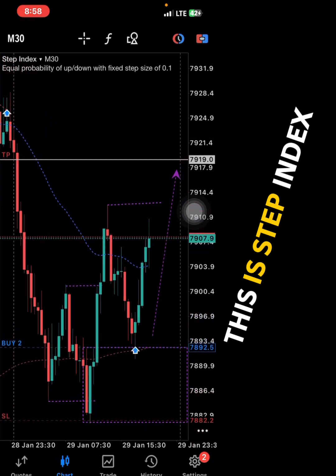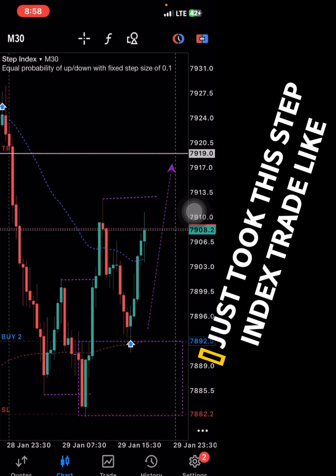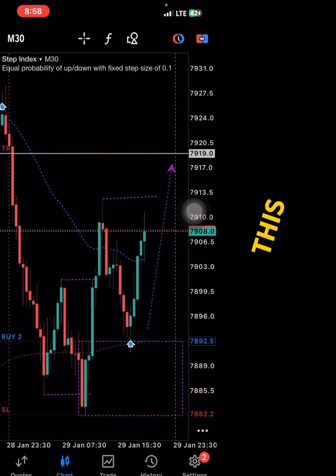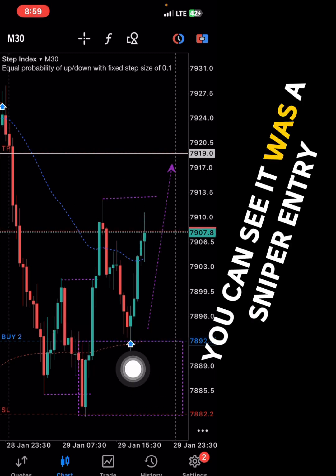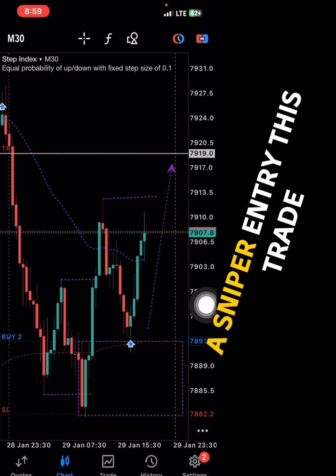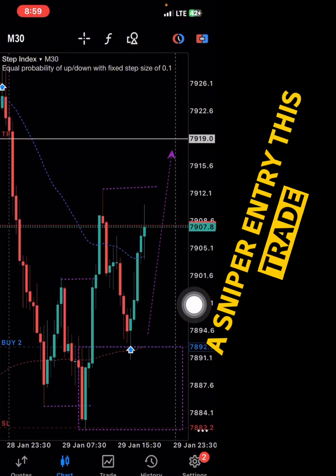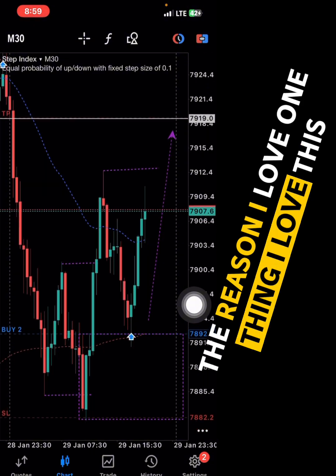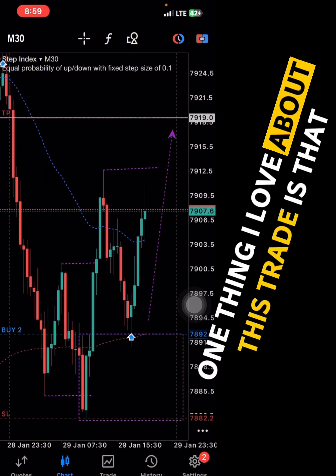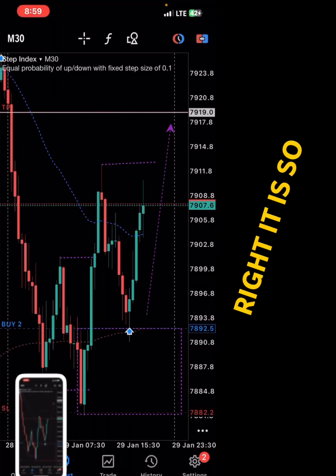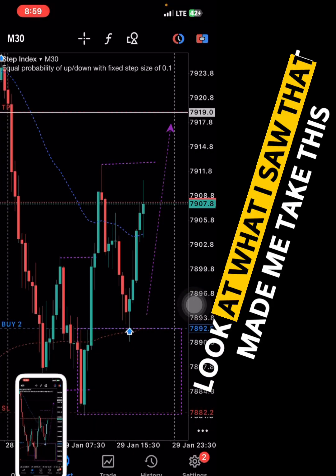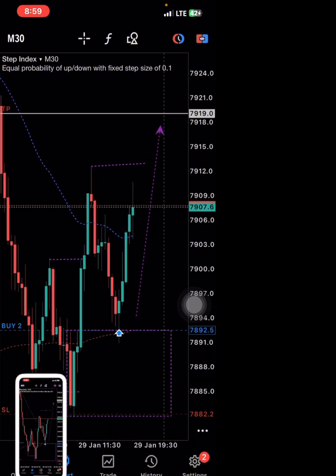Guys, this is Step Index. I just took this Step Index trade, as you can see, massive. You can see it was a sniper entry. One thing I love about this trade is that it is so neat, right? It is so neat.